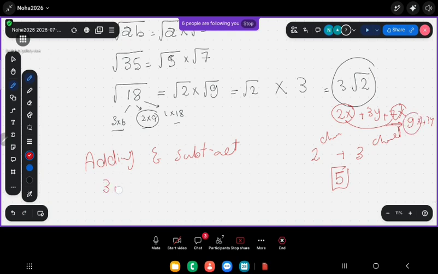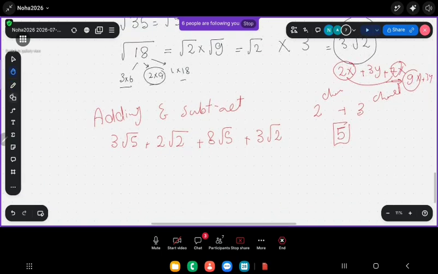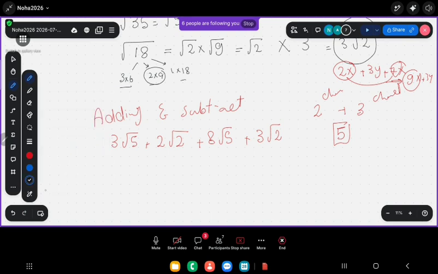If you have 3 root 5 plus 2 root 2 plus 8 root 5 plus 3 root 2. Oops, how can I make it? It's difficult. No, it's not. Stay with me. Here, look, you have the same unit in this term and in this term. So you will put the unit, root 5, simply. And now you will take 3 and 8, add them together, it's going to be 11. And talk about that, it's root 2 and root 2. So it has the same unit. Put root 2 and add 2 and 3, going to be 5. And you finished your question.